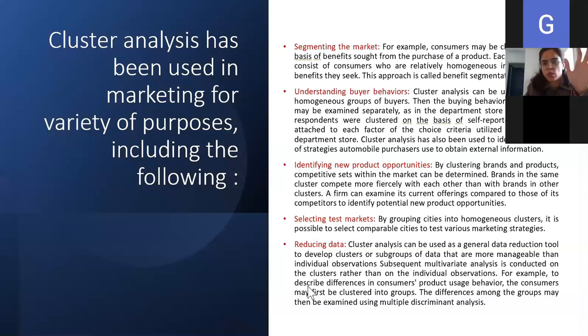We already know this. For example, consumers may be clustered on the basis of benefits sought from the purchase of a product. You remember I shared one TEDx video with you. Do you remember seeing that video? Yes, ma'am, I have gone through it. Okay, Kshitij, there is one very interesting thing in that video. There's this case about QDEL. Do you remember? Yes, ma'am.